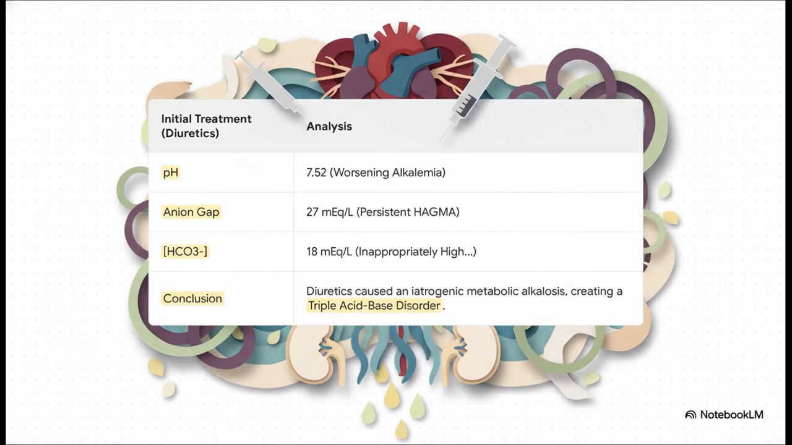And just when you think you've got it figured out, the story gets even crazier. The team treats the heart failure with diuretics. Now look at the labs. The anion gap is still high, meaning the lactic acidosis hasn't gone away. But look at the bicarbonate. It's jumped up to 18. That makes absolutely no sense with an ongoing acidosis. The reason? The diuretics have now induced a third disorder, a contraction metabolic alkalosis. This iatrogenic problem is now further masking the severity of the underlying acidosis, creating this incredibly treacherous triple disorder.